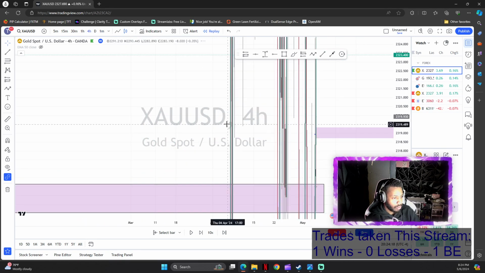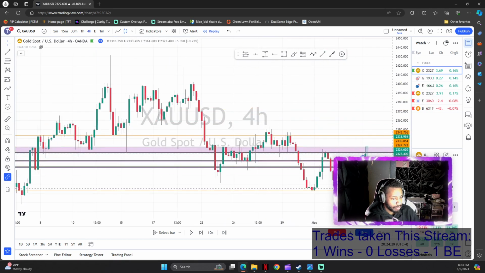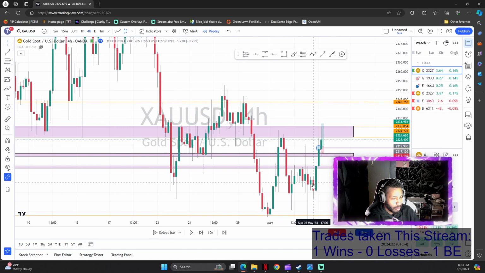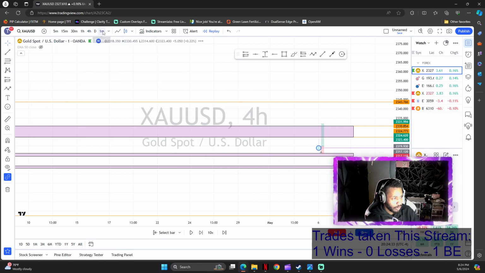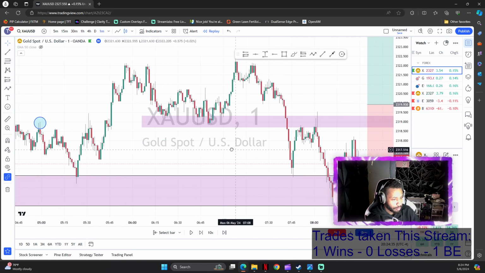If you look on the 4 hour, we were going bullish. You got a 4 hour bullish engulfing here. Another 4 hour candle closing bullish. This current 4 hour candle respecting lows and potentially breaking highs. So overall bullish on the higher time frames. Let's go back on the 1 minute.